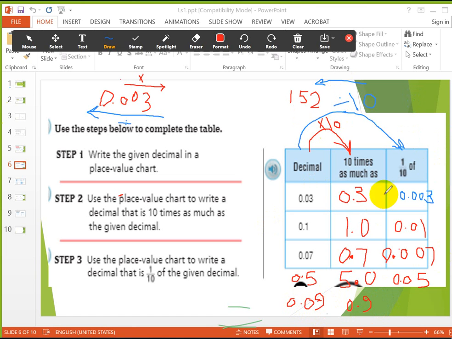Give me the number that is 1 over 10 of this number. 1 over 10 means you have to divide this number by 10. That means you have to move the decimal point into the left side only one digit. Thank you, Deem. Okay, what is the number? Again, Lana. Thank you, girl. Very good. I can't follow all of you. Thank you. So it will be 0.009.